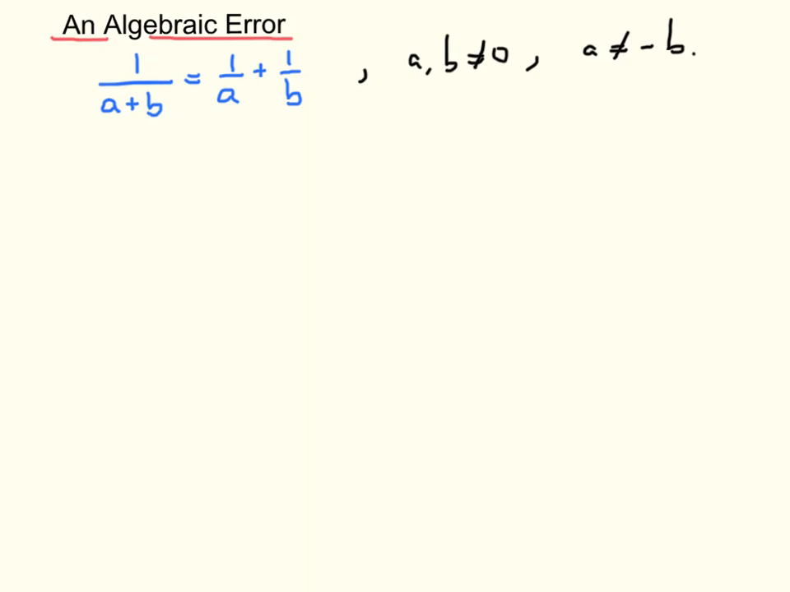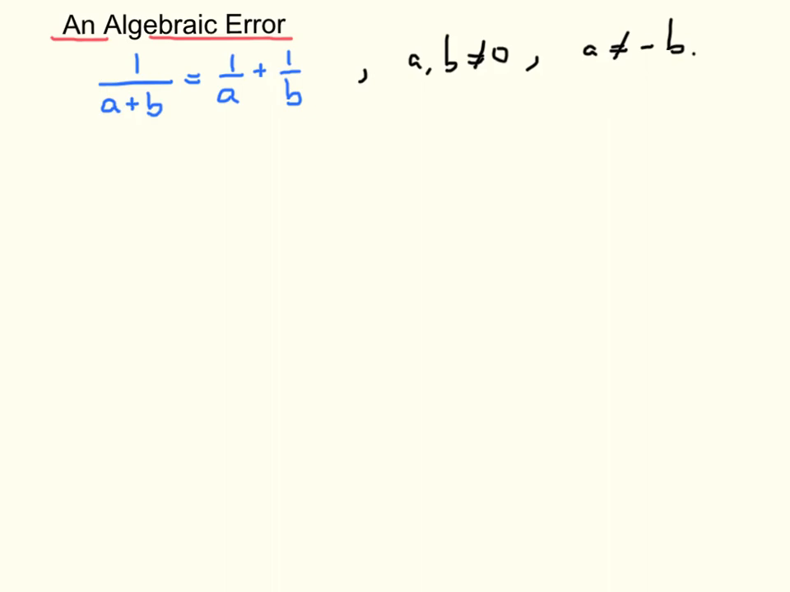So in this podcast, what I want to do is to talk about an algebraic error which I think everybody who teaches mathematics has seen done by somebody at some stage. Somebody writes 1 over a plus b is 1 over a plus 1 over b. And what I want to do is just to argue why it's wrong in two different ways.